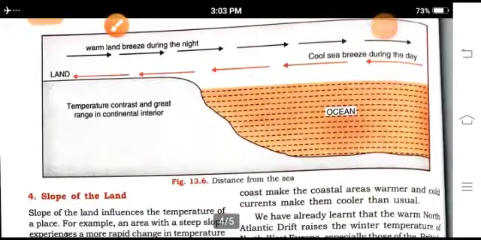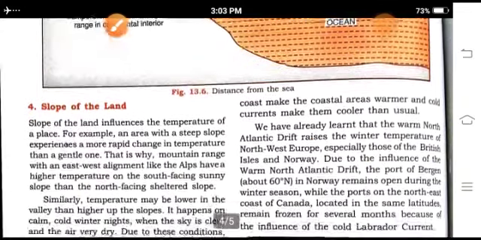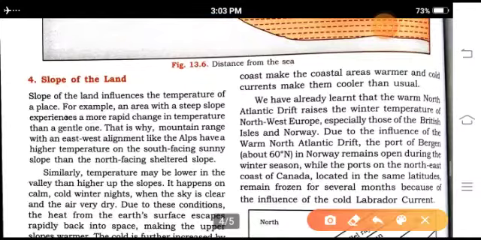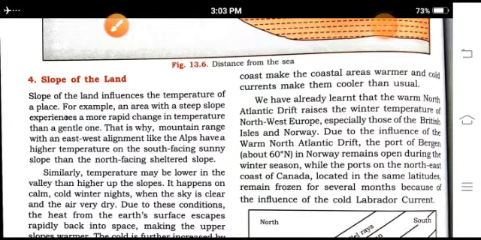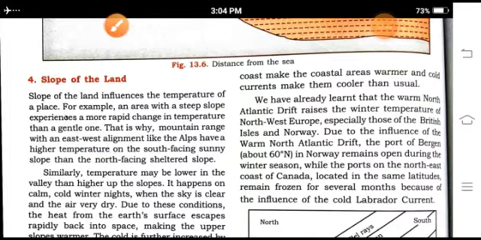Here is the warm land breeze during the night condition and here is the cool sea breeze during the day condition. Slope of the land influences the temperature of a place. For example, an area with a steep slope experiences a more rapid change in temperature than a gentle one. That is why mountain ranges with east-west alignment, like the Alps, have a higher temperature on the south-facing sunny slope than on the north-facing shady slope.